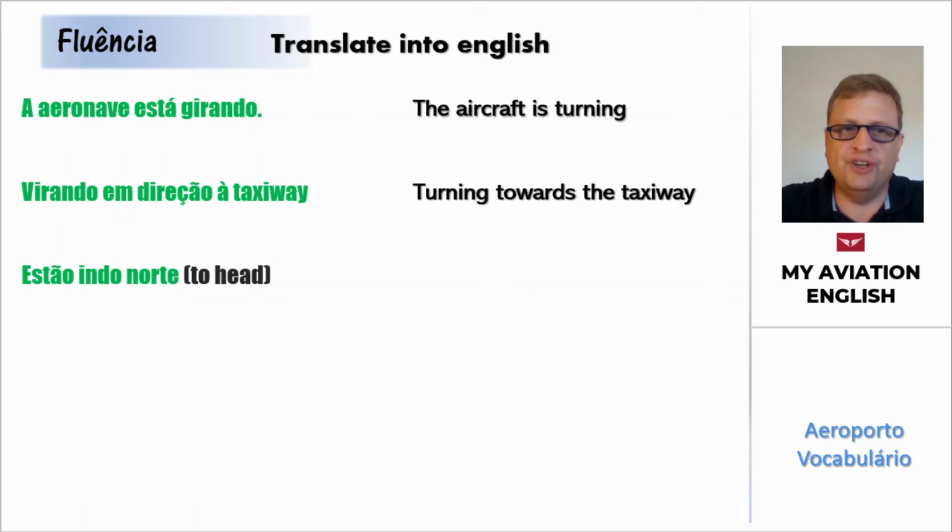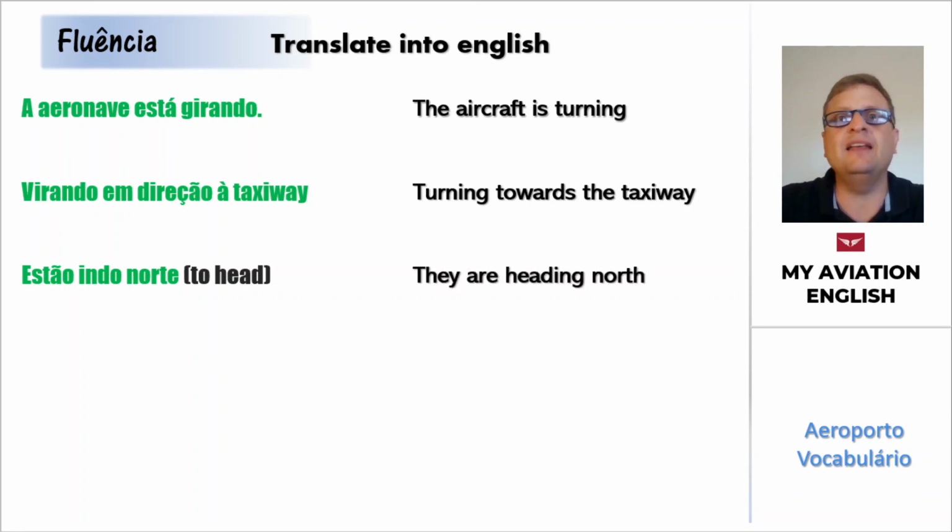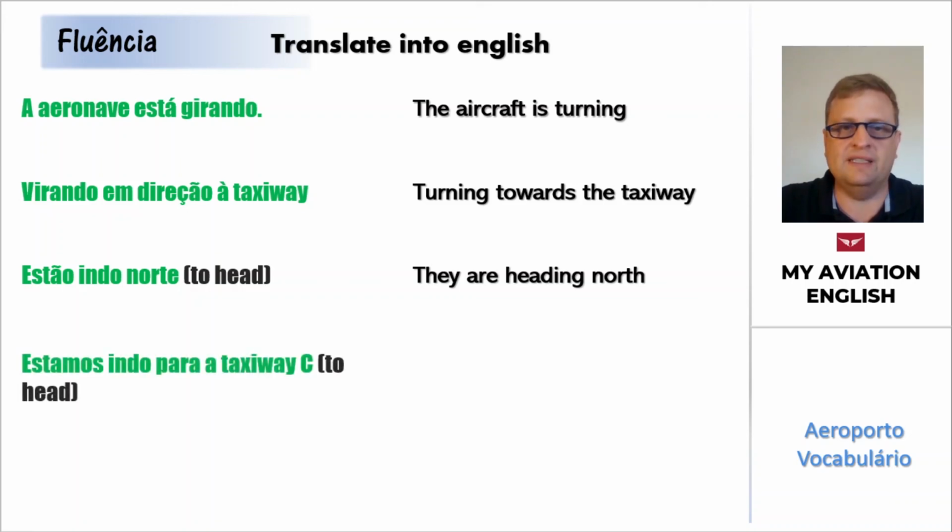Estão indo pro norte, usando to head. Deu uma roubadinha para você, né? They are heading north. Eles, they. They are, estão. No caso, eu omiti o eles, que é o they. They are heading north. Estamos indo para a taxiway C, Charlie, usando to head. We are heading to taxiway Charlie.